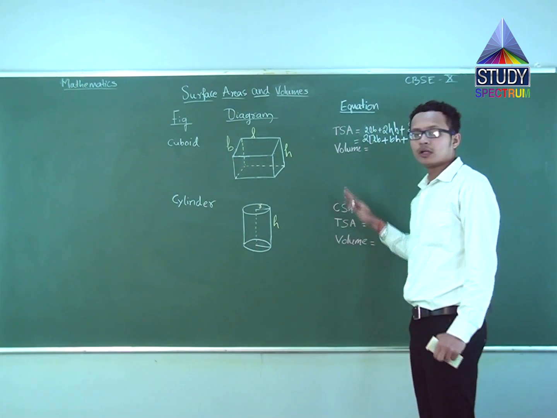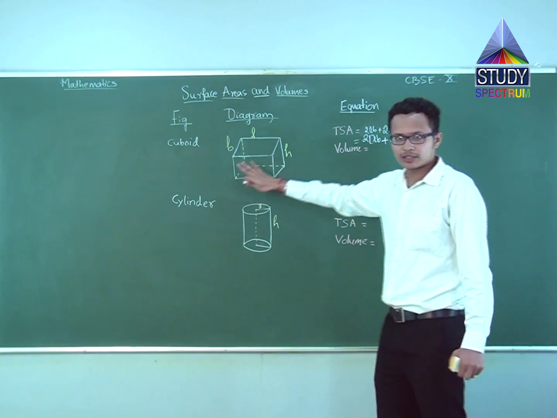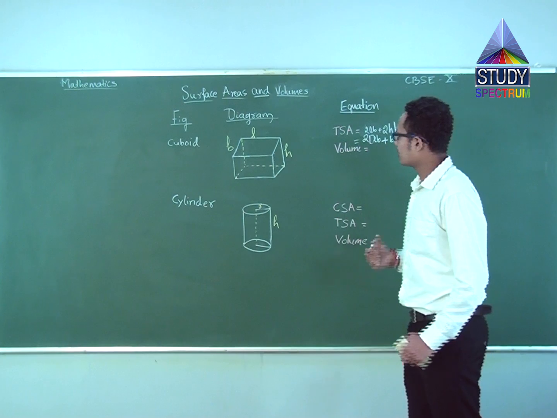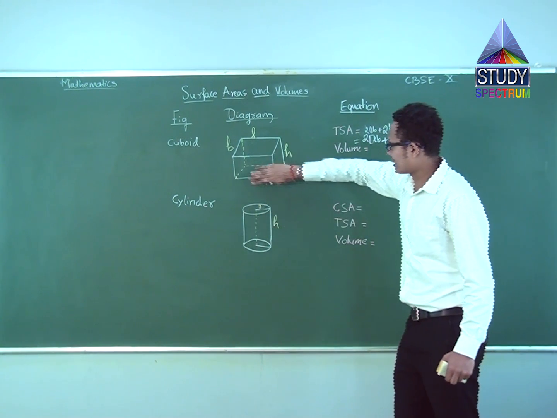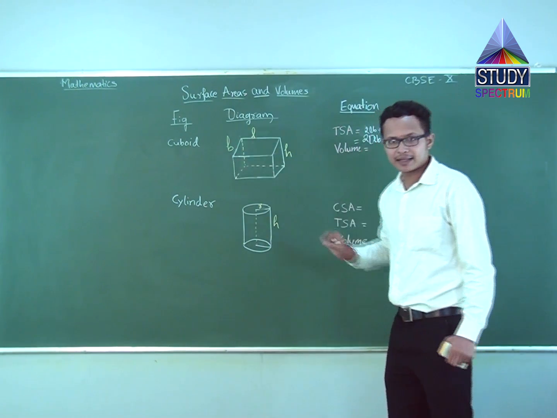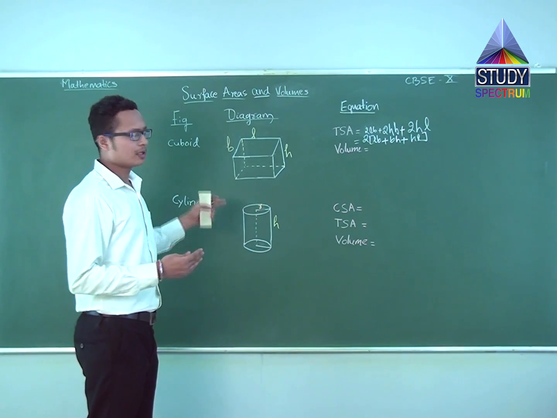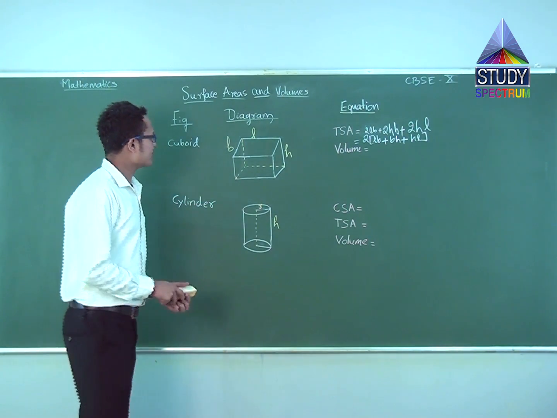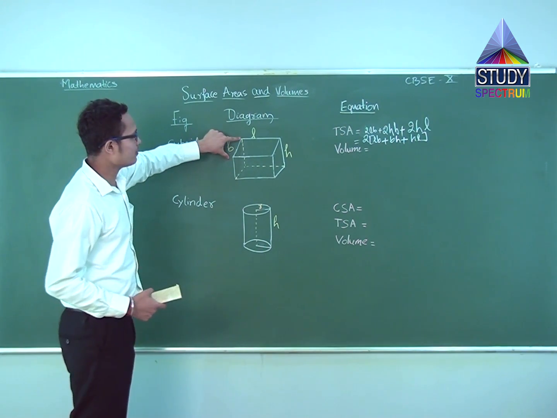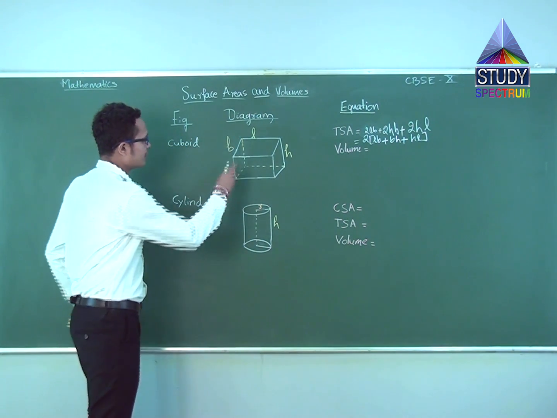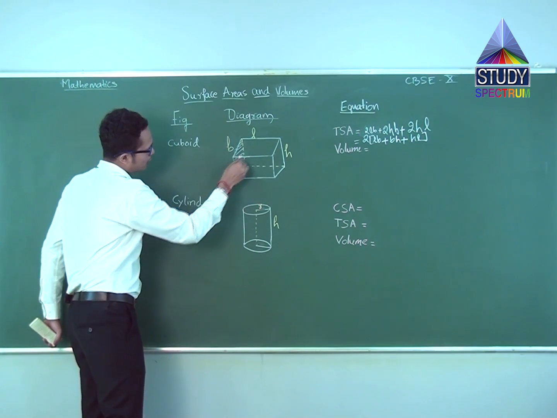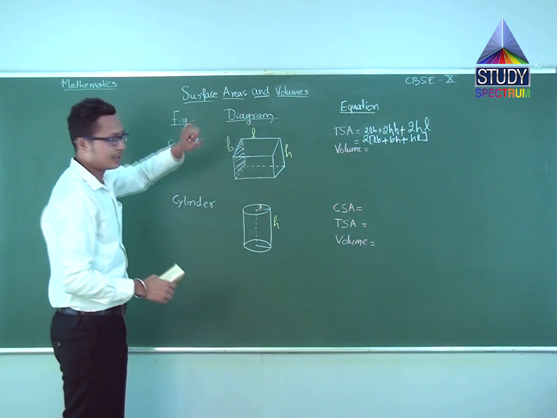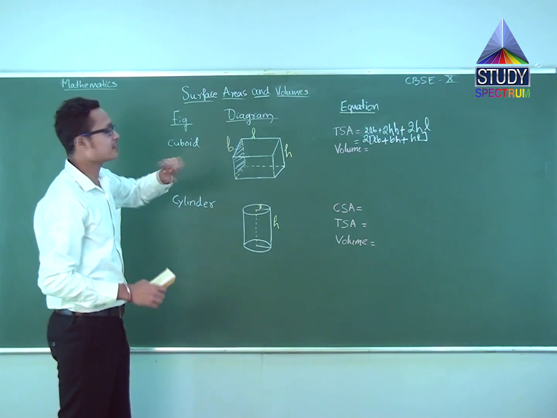Now volume. Volume is nothing but the area of the cross section multiplied by the thickness of the figure. Now here you can take any of the areas. I can take this area and multiply by the thickness of the object or the length. I can take the area of any one of the faces. I can take the area of this face and multiply by the rest of the dimension, that is, the remaining dimension.